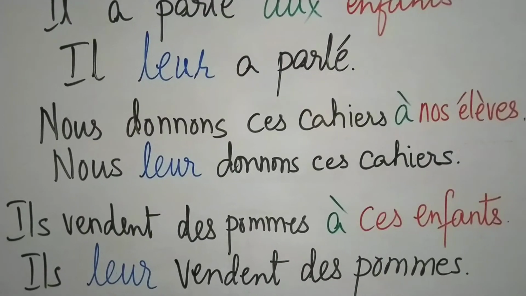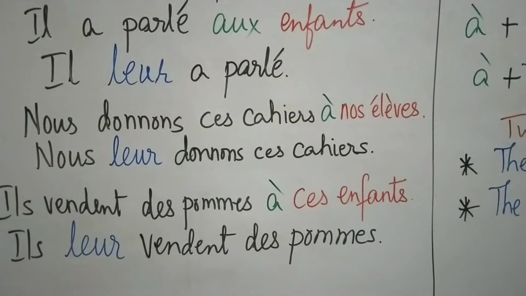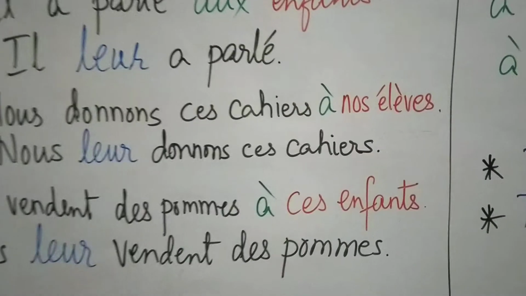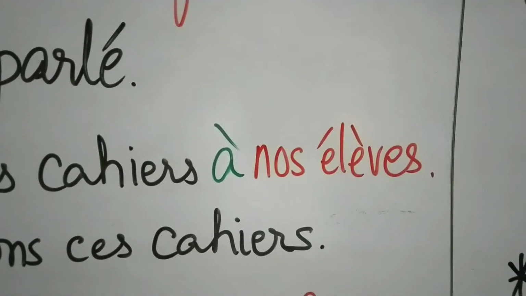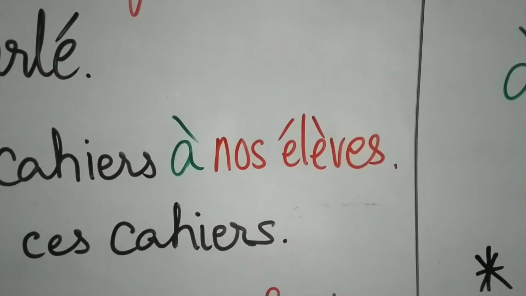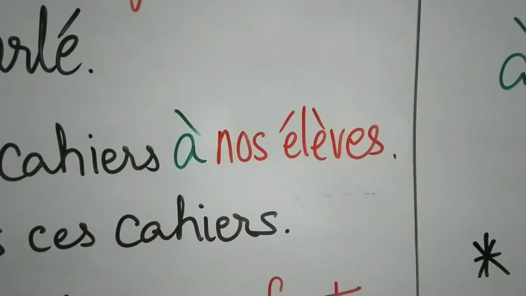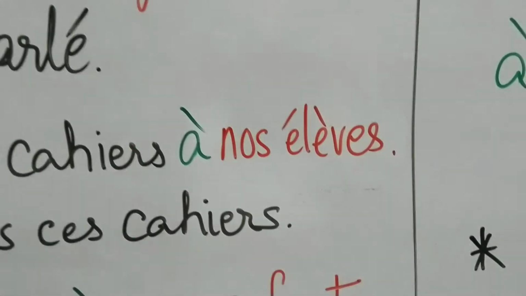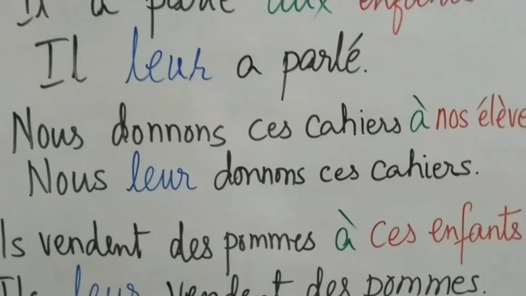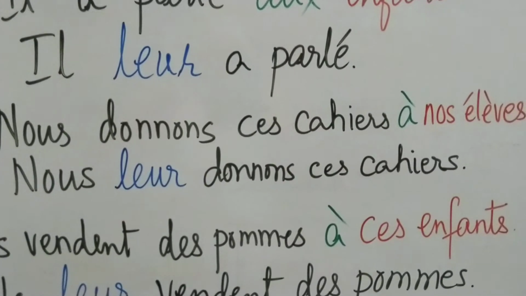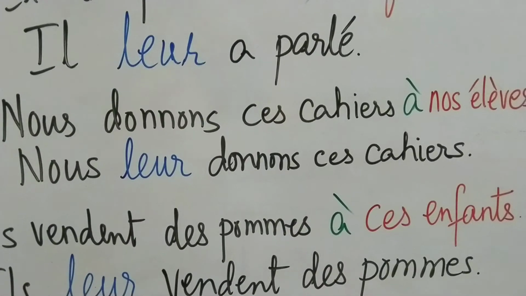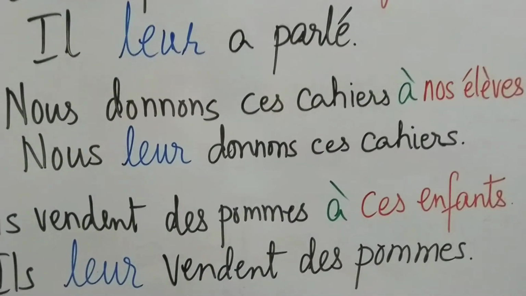The third example, nous donnons ces cahiers à nos élèves. We give these notebooks to our pupils. Here, you are going to replace à plus nos élèves. So, à plus the possessive adjective plus the noun. The noun here is again plural. So, you will replace à plus this plural noun by leur. So, leur again used before the verb. The verb is donnons, it is used in the present tense. So, nous leur donnons ces cahiers, we give these notebooks to them.